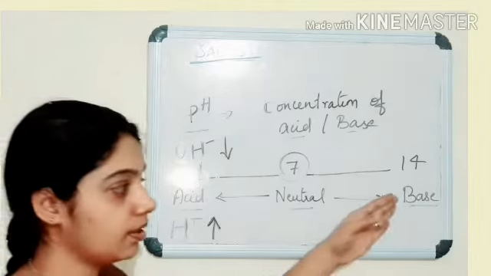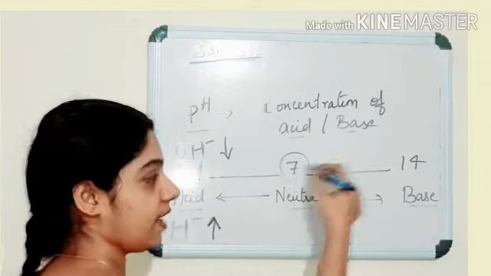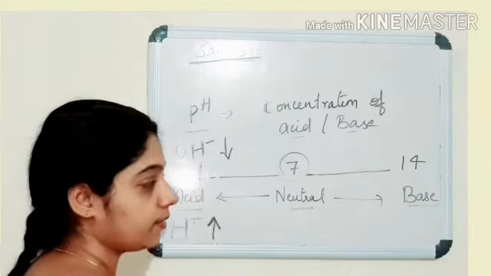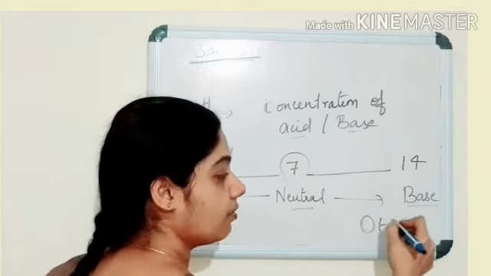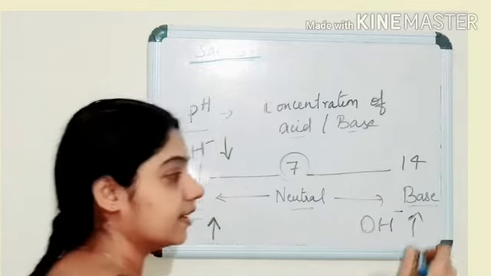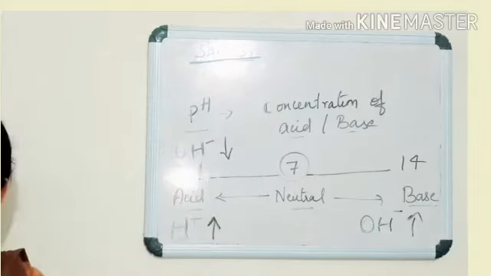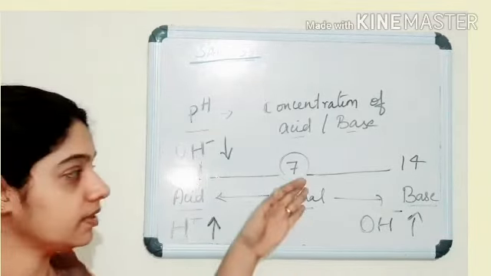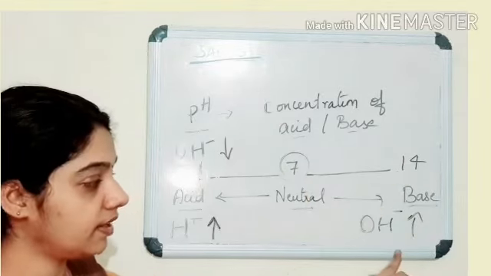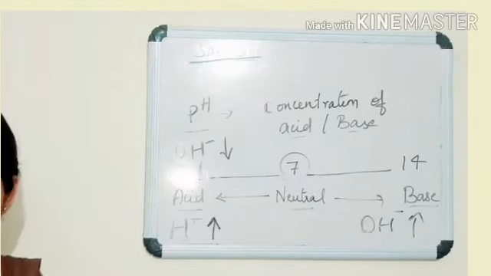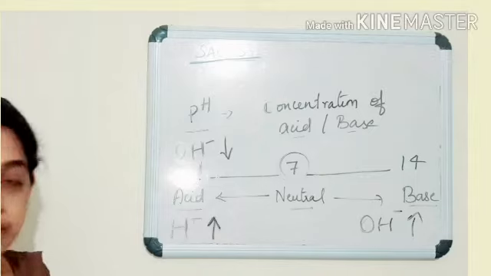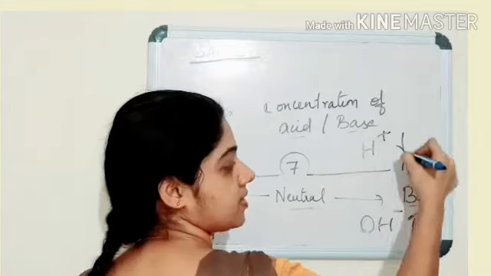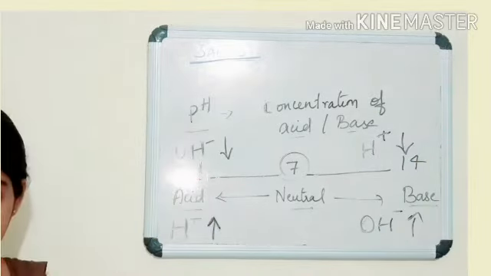Now come to the base. Base means it is having a value between 7 and 14. When it exceeds the 7 value, that indicates that the amount of OH minus ions is getting increased, because the presence of OH minus ions is a characteristic feature of a base. So when the value is coming beyond 7, the amount of OH minus ions is getting increased. So what will happen to the H plus ions? The amount of H plus ions will get decreased also.